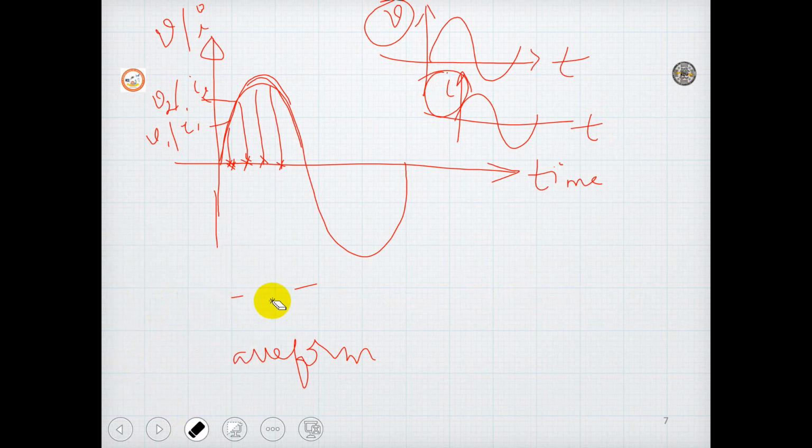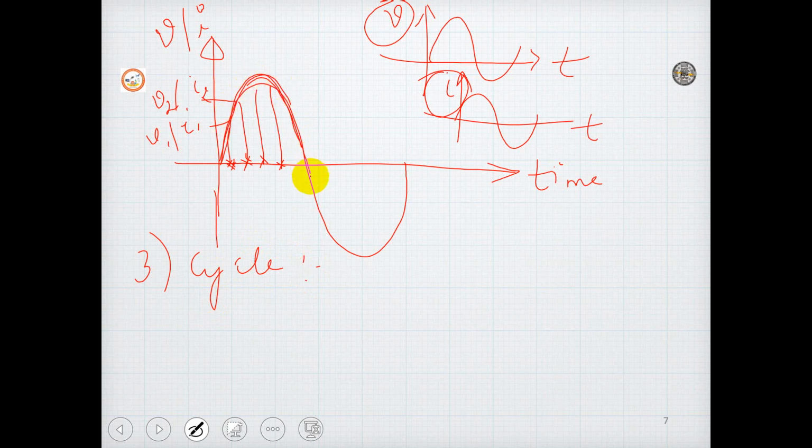The third definition is for cycle. So how do you define the cycle? One complete set of positive and negative instantaneous values of an alternating quantity is called a cycle. If you look at this waveform, this is the positive side and this is the negative side. The complete set from here till here is called one cycle.